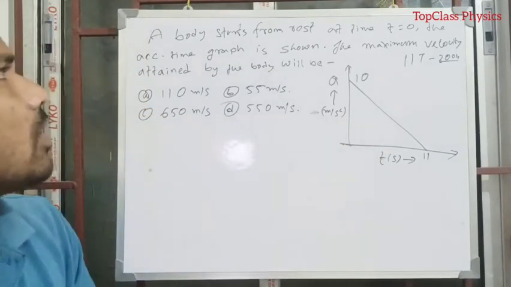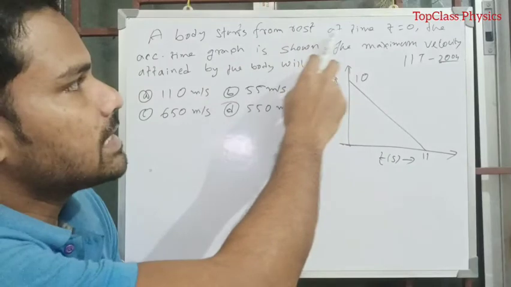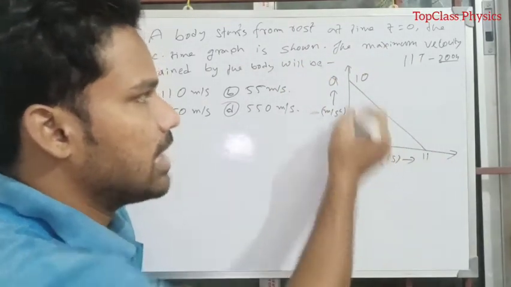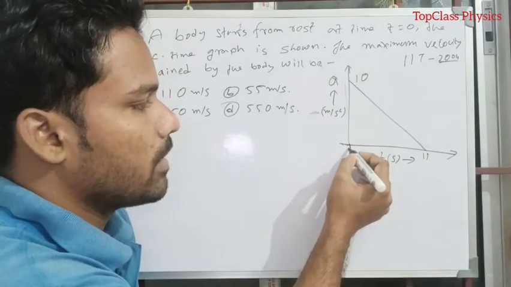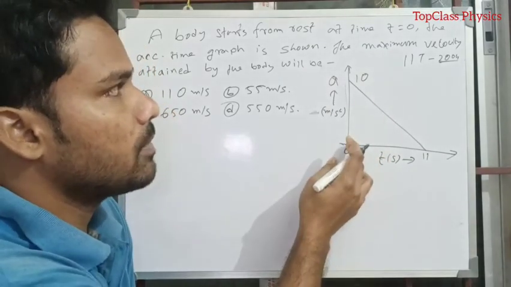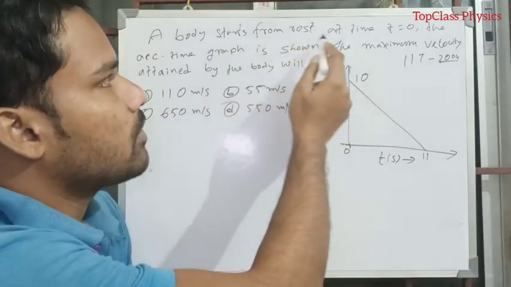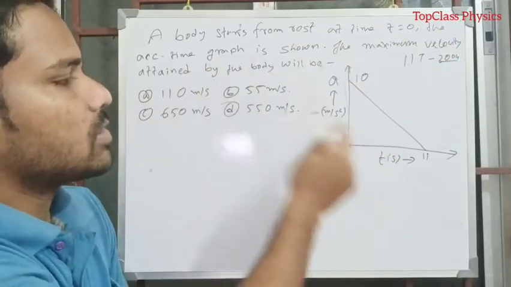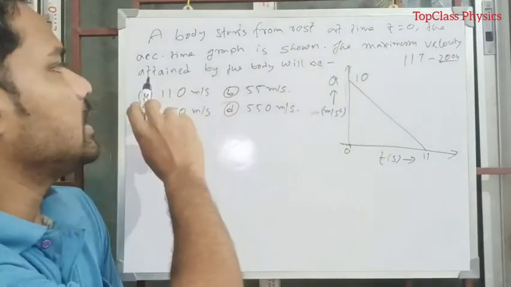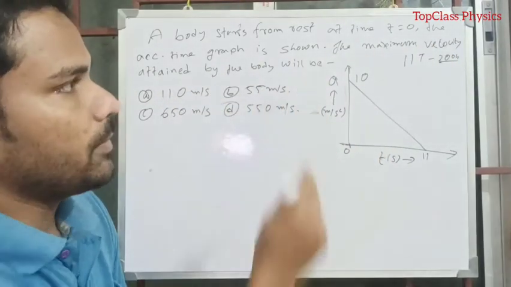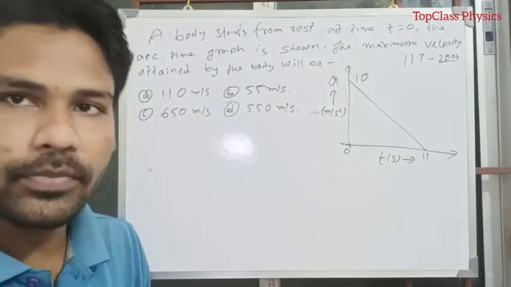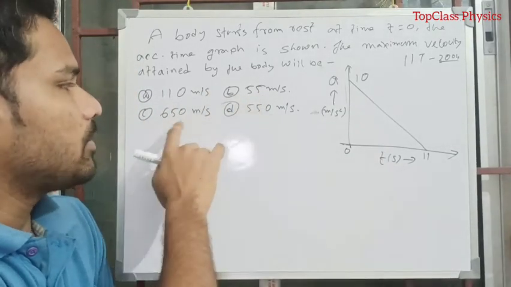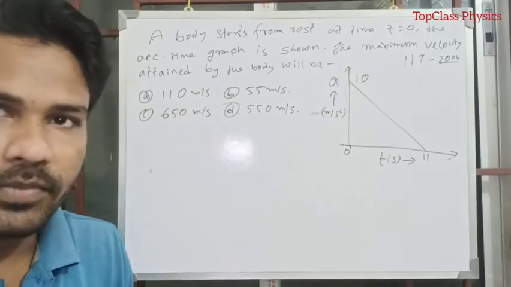So let's solve it. One body starts from rest at time t equals 0. This is the time axis and this is the acceleration axis. This is 0. The body starts from rest at t equals 0. The acceleration-time graph is shown. The maximum velocity attained by the body will be? What will be the maximum velocity? There are four options given here: 110, 55, 650 and 550 meter per second.